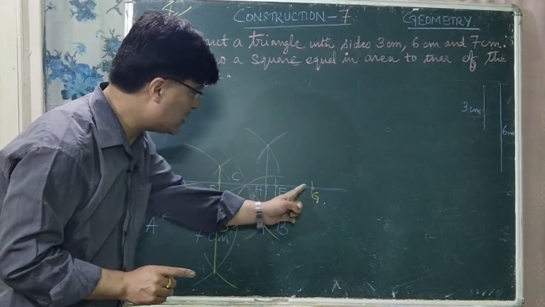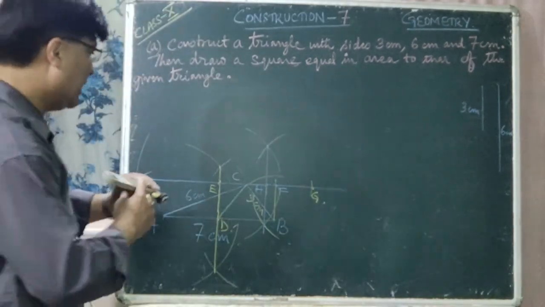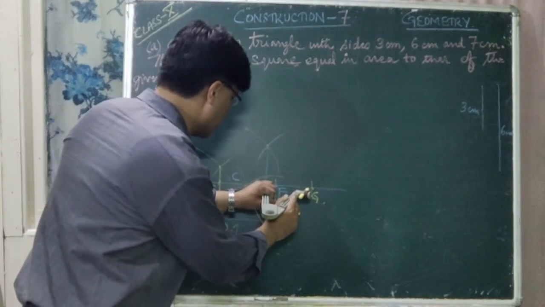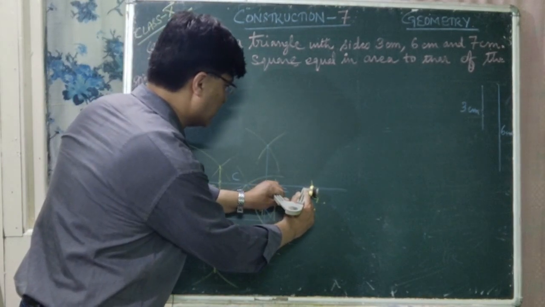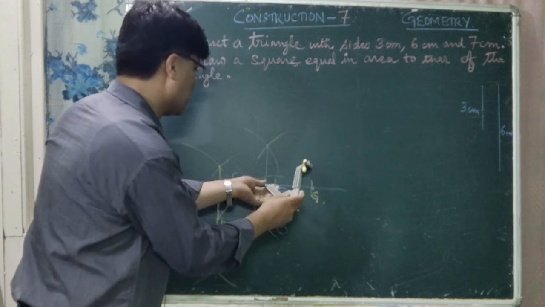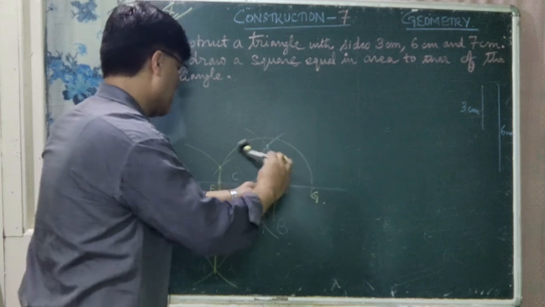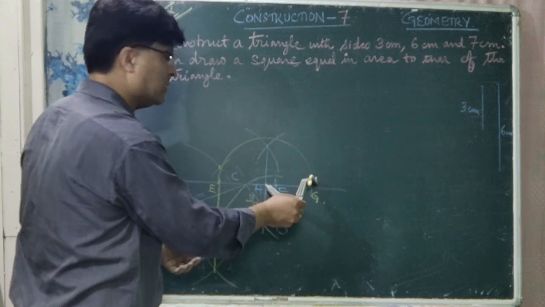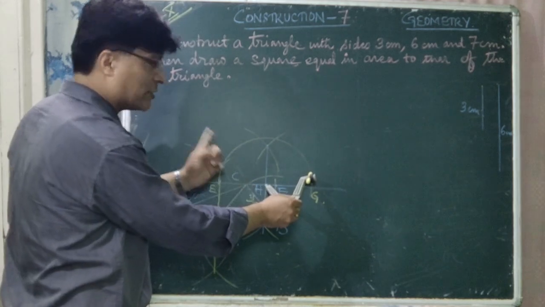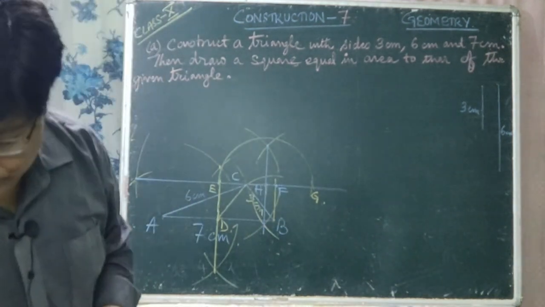Now with HG as the radius, draw a semicircle. With HG as the radius or HE as the radius, draw a semicircle. You have to draw a semicircle here now. So we have drawn a semicircle out here. With HE or HG as the radius, with H as the center, draw a semicircle. Right? So now what will you do now?